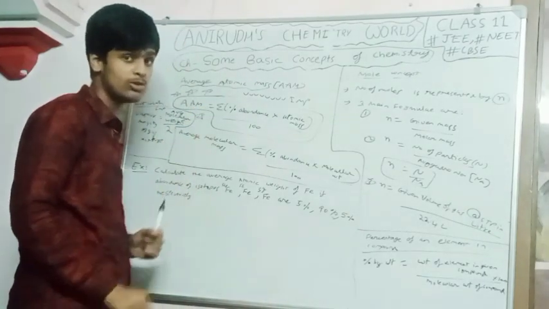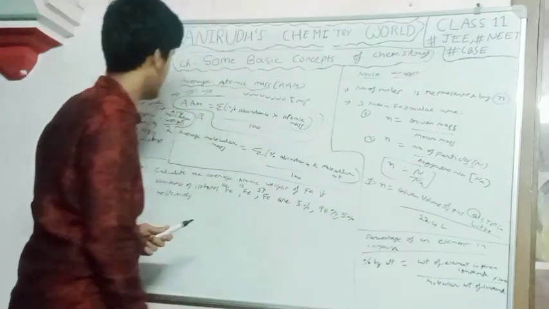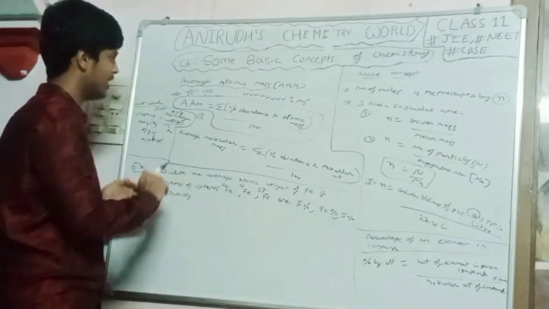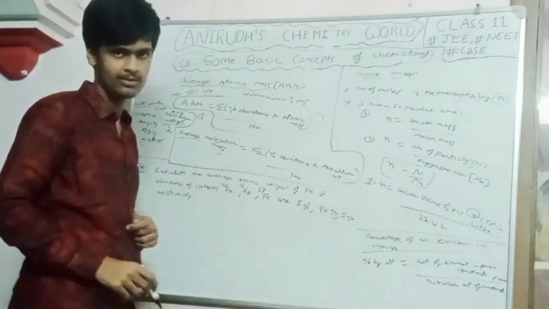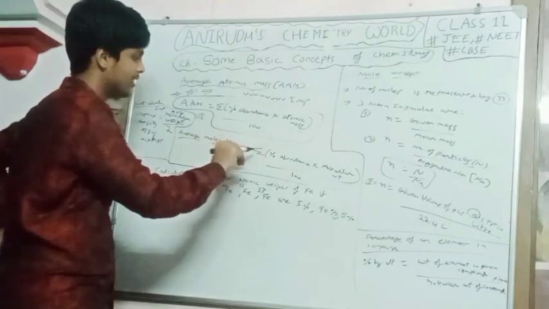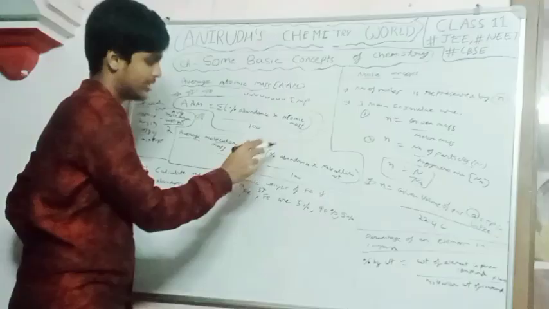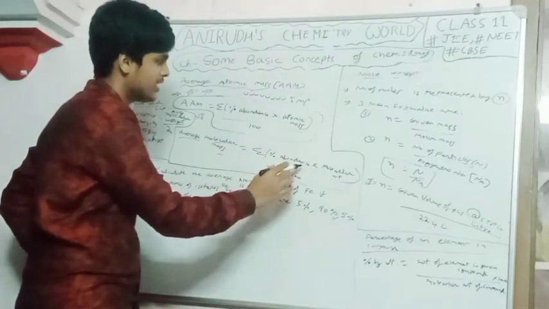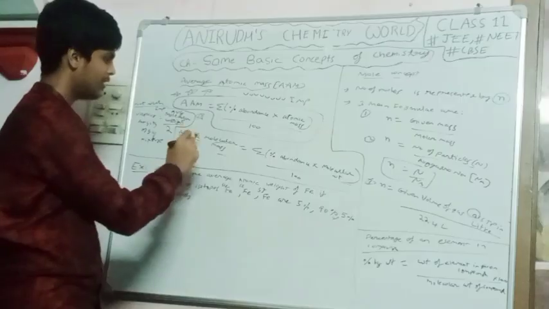Average atomic mass is equal to the sigma summation of percentage abundance into atomic mass by 100. Similarly, here there is also average molecular mass. It's a similar formula. If you get one thing, you get another. Average molecular mass is equal to the summation of percentage abundance into molecular weight by 100. This is another very important formula.